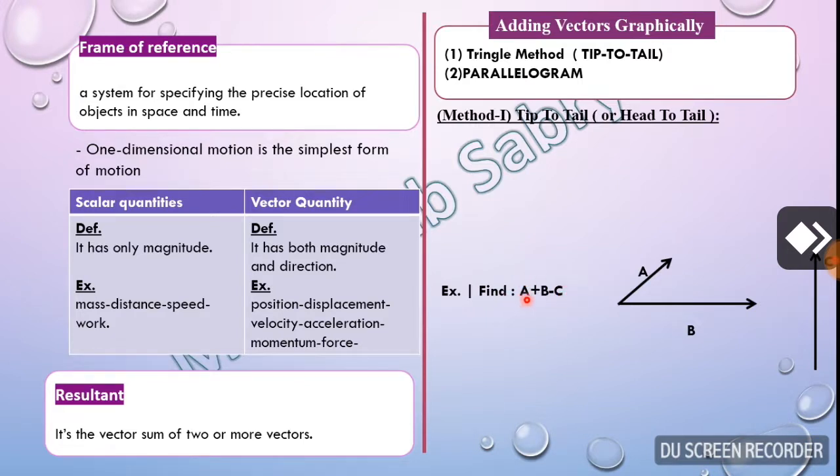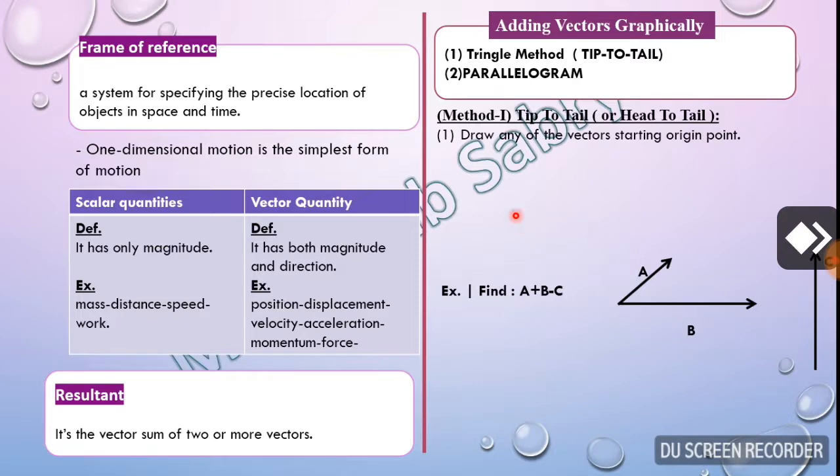This is called a resultant. Why? Because it has addition and subtraction. If it's addition only, it's a resultant. If it's subtraction only, it's also a resultant. Well, let's see. Now, inshallah, we will follow the steps.